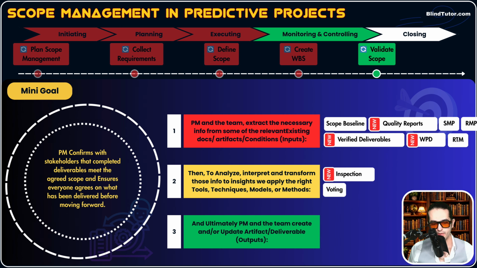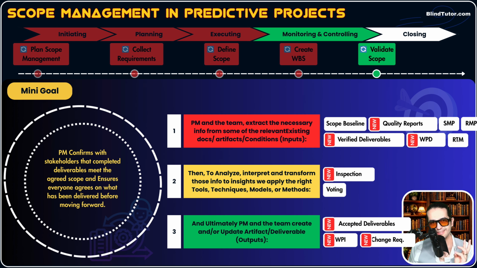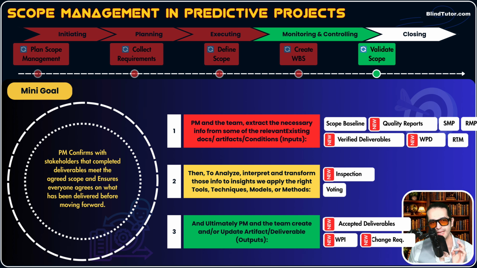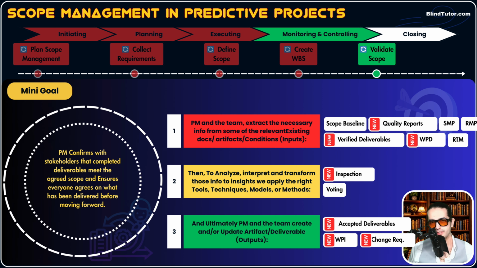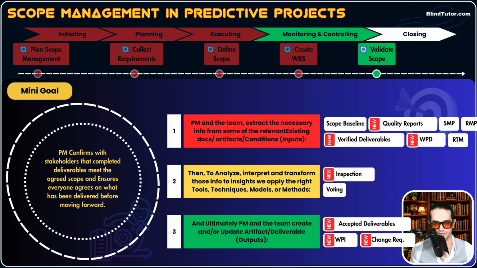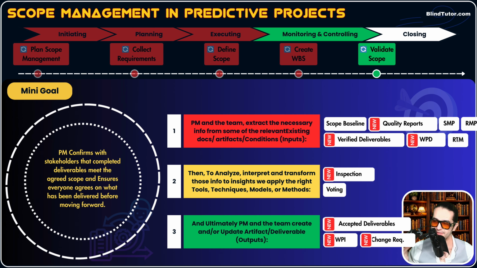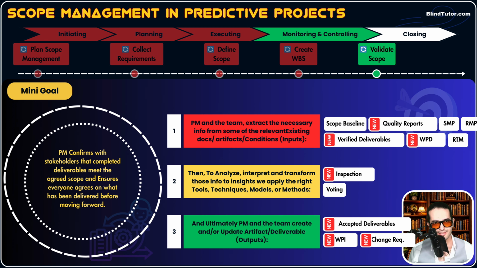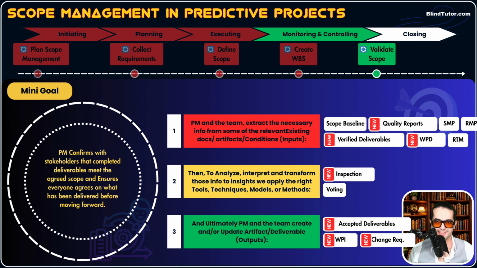So there are three outputs to this process: verified deliverables, work performance information or WPI, and change requests. These are outputs of this process. So as a result of doing the process of validate scope, we're going to have these three outputs. Awesome. Now let's get into inputs and how they help us in the validate scope process.